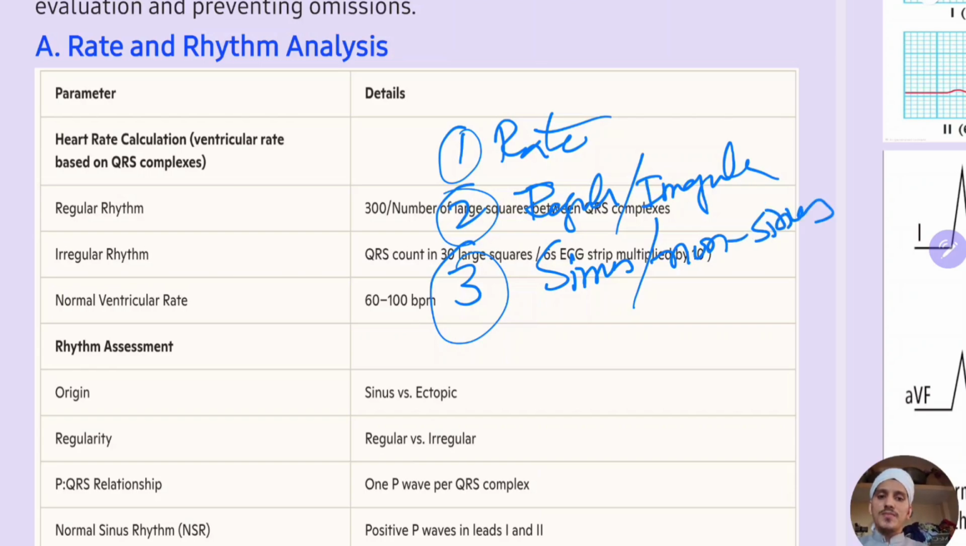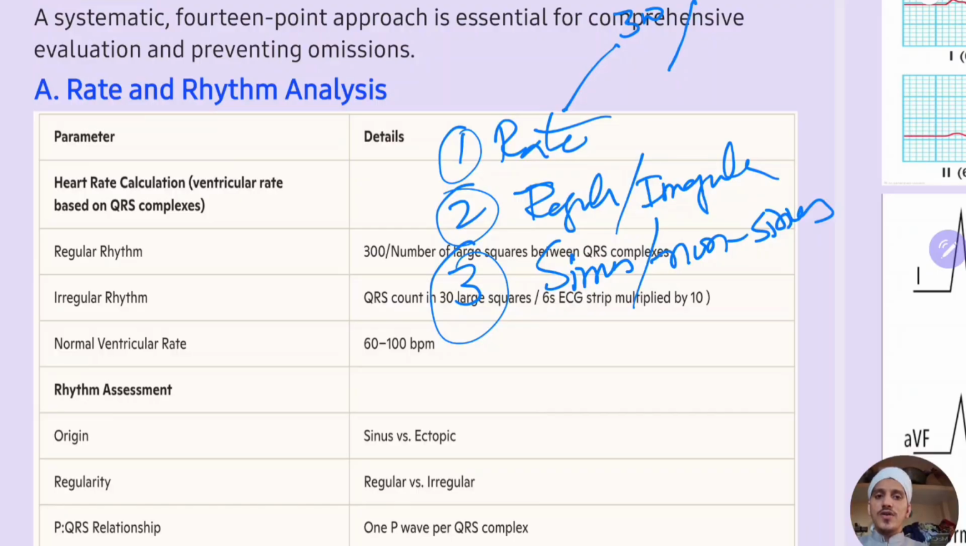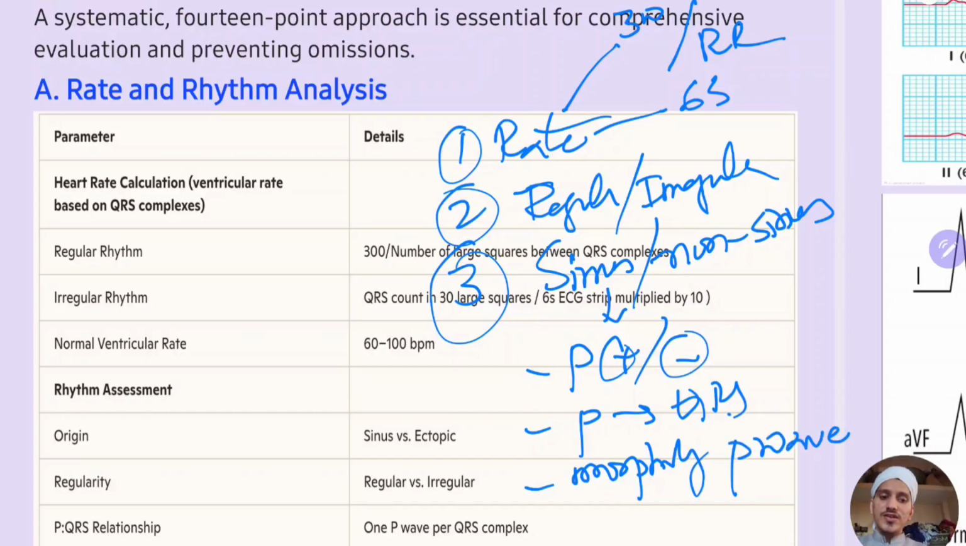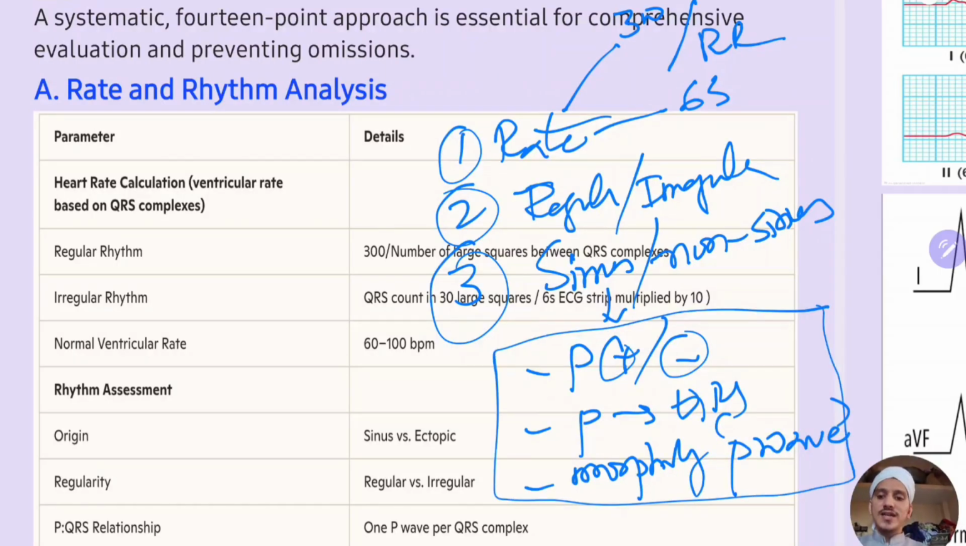Just to summarize, for rate you will have 300 divided by the number of boxes between RR, and in irregular rhythm it will be by the 6-second method. Regularity you will know by the distance between two QRS complexes. For sinus rhythm, see whether P waves are present or absent, whether the P wave is followed by a QRS complex, and what the morphology of the P wave is. So these three will tell you about sinus or non-sinus rhythm.